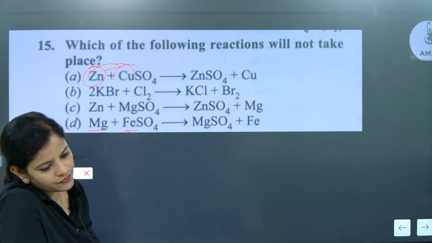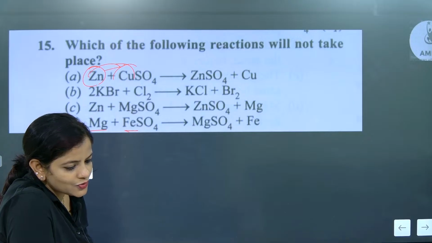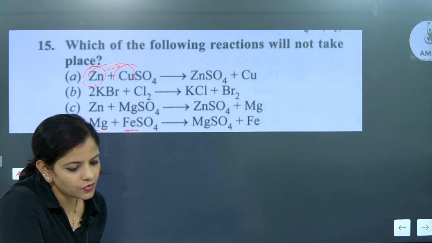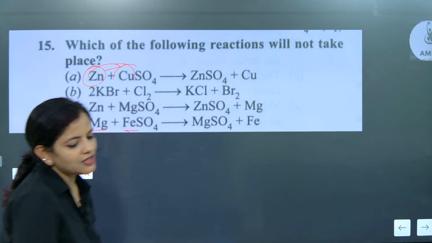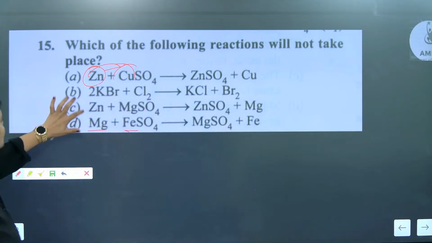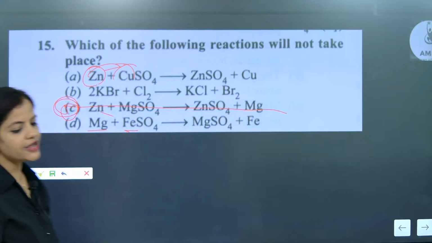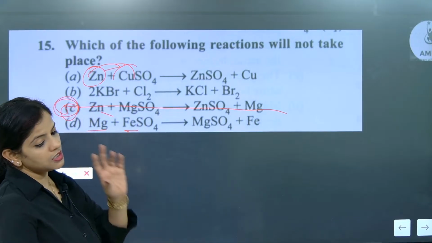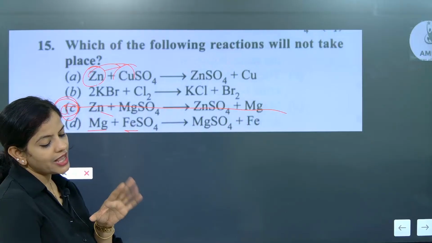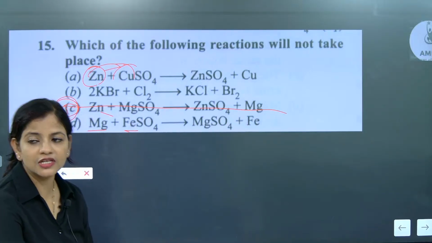Zinc and magnesium. Come on. Magnesium is more reactive, so zinc will not displace it. That's the only thing, because zinc is less reactive than magnesium. That's the answer. Very good. Well done. So this reaction is not possible. Why? Because only one thing: zinc is less reactive than magnesium. Magnesium is more reactive, so it is not going to be displaced.